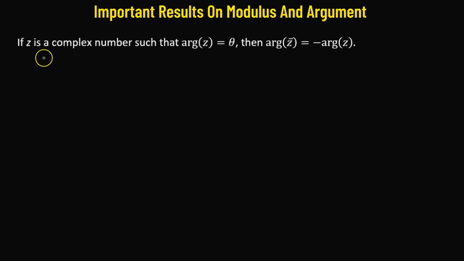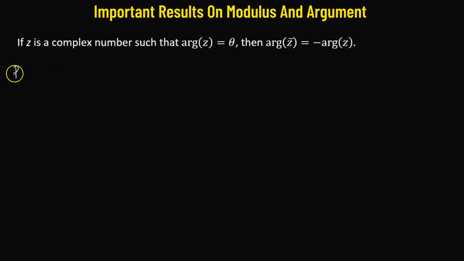We have a complex number z such that the argument of this particular complex number is represented by theta. Then if we take the argument of the complex conjugate of the complex number z, that is also equal to negative times the argument of the original complex number z. So let's begin with the proof.